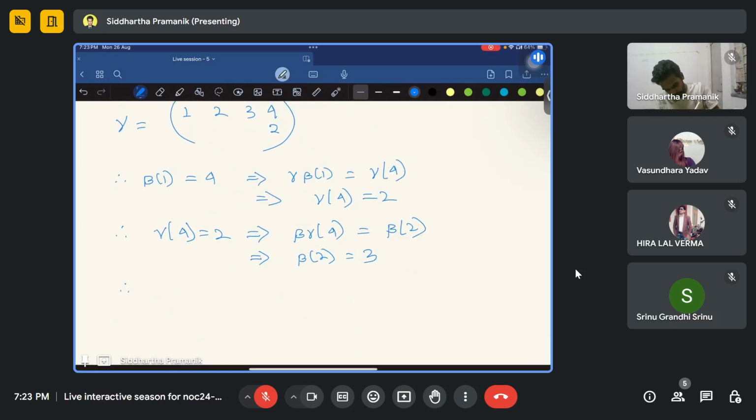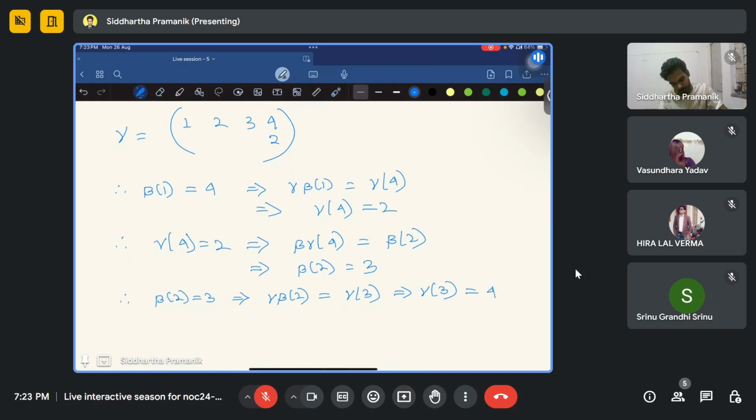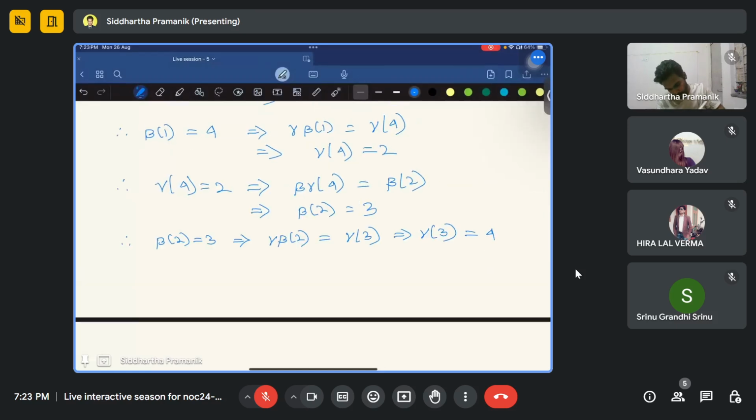So let's do the same thing again. Beta of 2 equals 3. This implies we will apply gamma. So gamma beta of 2 equals gamma of 3. So what is gamma of 3? It is gamma beta of 2. So under gamma beta, 2 goes to 4. So it is equal to 4. So under gamma, 3 goes to 4. So gamma of 3 equals 4.